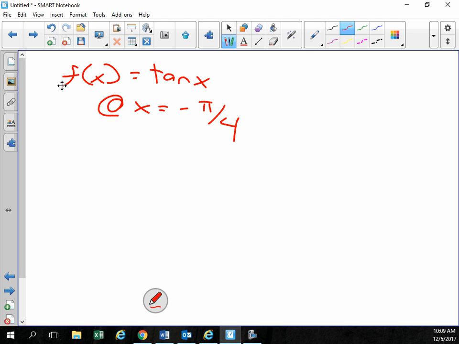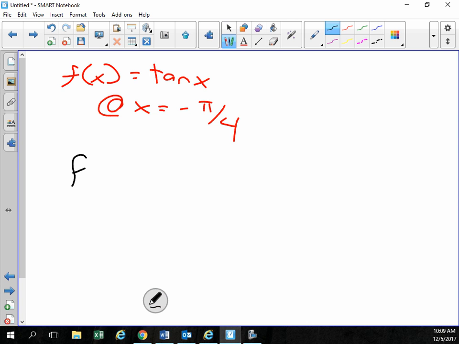In order to do an equation of a tangent line, I need two things. You need the derivative. Before that, two things. Oh, point and slope. Thank you. That's what I need. I need a point and a slope.